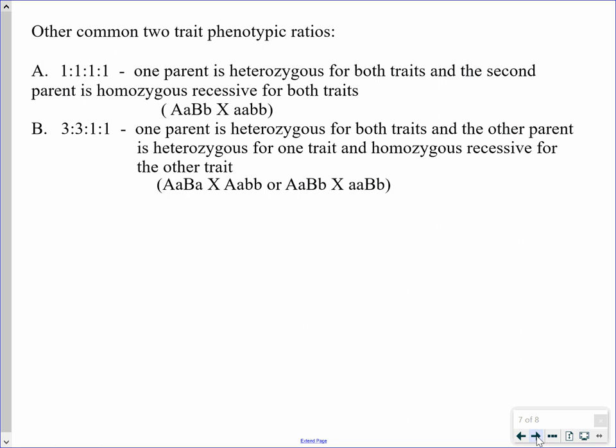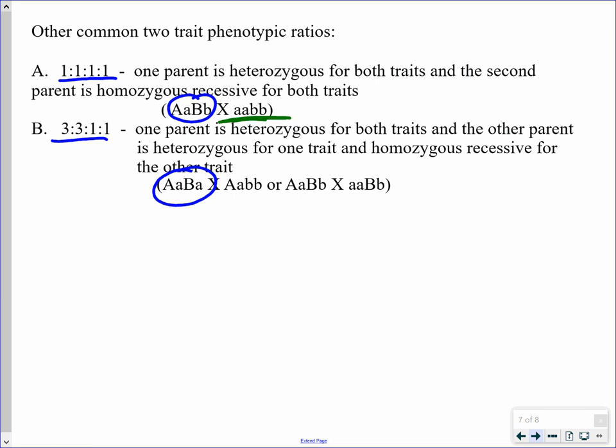Finally now, just a couple of other ratios that are relatively common, and if you do recognize these ratios and have an idea of what you should be looking for for the genotype, it'll make things a little bit easier. So if it's a 1-to-1-to-1-to-1 ratio or a 3-to-3-to-1-to-1 ratio, in both of these cases, one of the parents, again, is heterozygous for both traits. If it's a 1-to-1-to-1-to-1 ratio, though, the second parent is homozygous recessive for both traits.